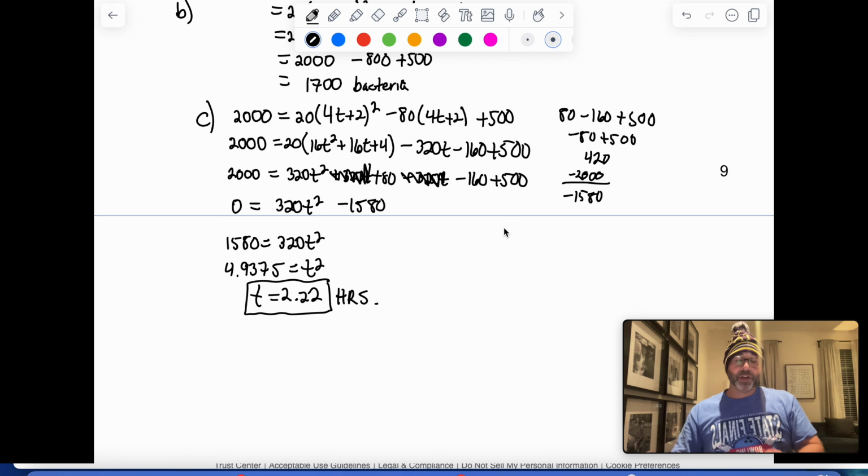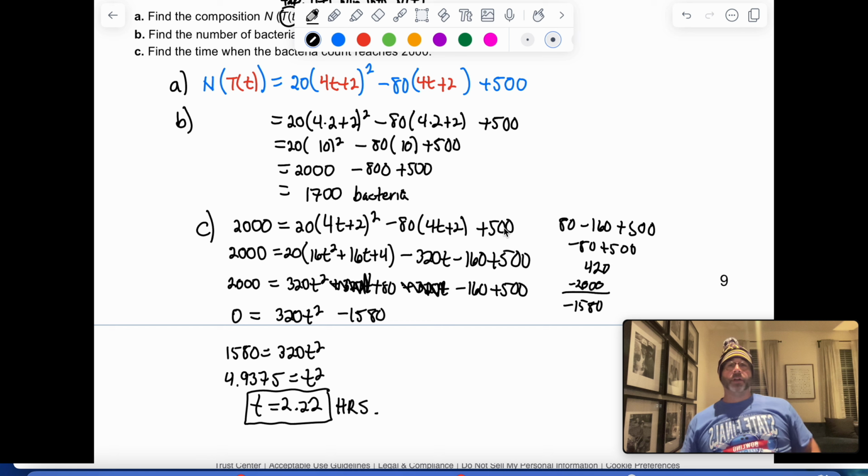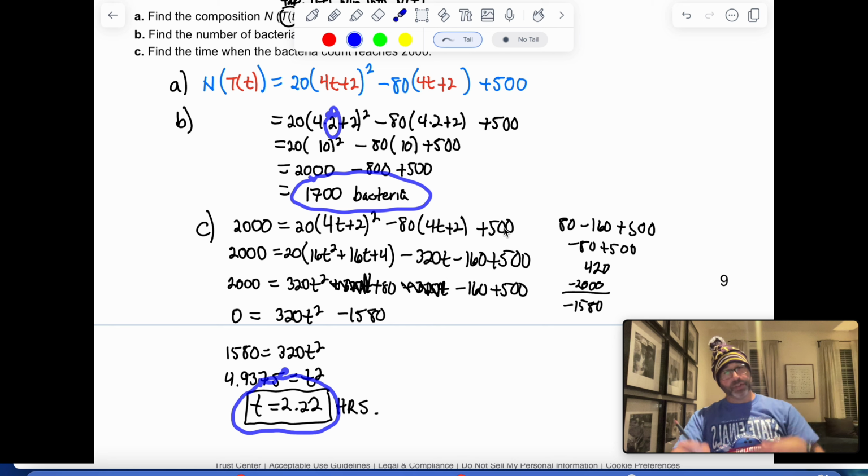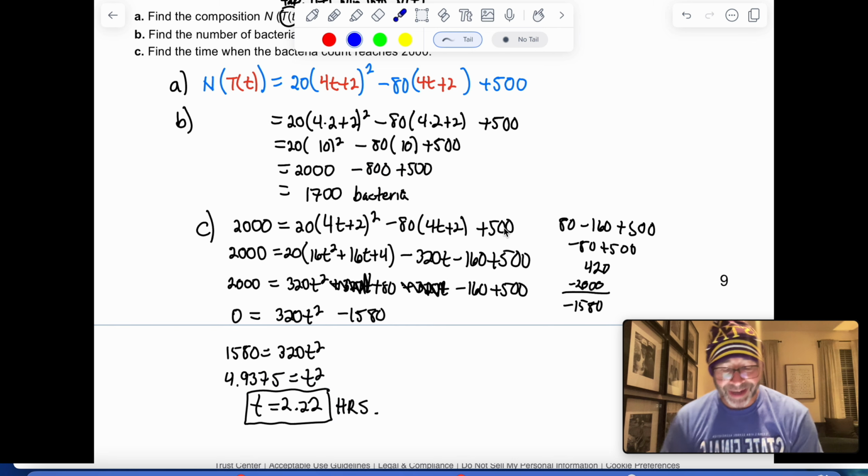Okay, so let's make sure that our answer for this actually makes sense, okay? When we did the work earlier here, we found out that 1,700 bacteria happened after 2 hours. So it stands to say it's going to require some more time in order for us to get to 2,000 bacteria. And when you look at our answer of t equals 2.22, we do end up with a time that is more than 2, and it gets us to that 2,000, okay? So that is it. That is just some basic work with composition of functions. I believe you guys have done this before, so there shouldn't really be anything too new.